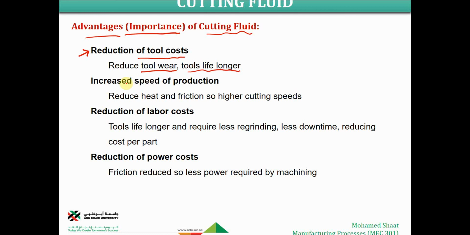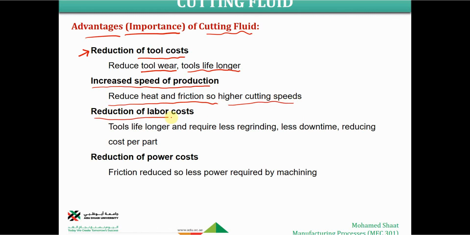It means that you can save and keep your tool in a good condition if you're already using a cutting fluid. Also, it increases the speed of production, so we can finish the work very quickly, and this will reduce the heat also, because it reduces the heat and the friction, so a higher cutting speed can be applied.